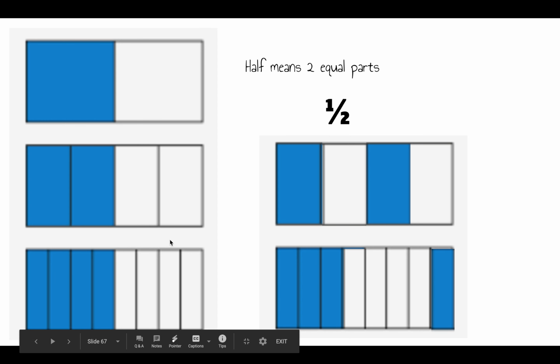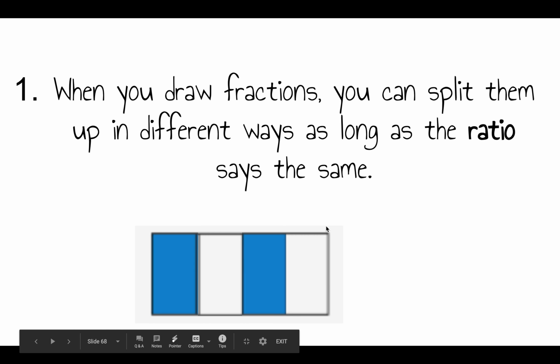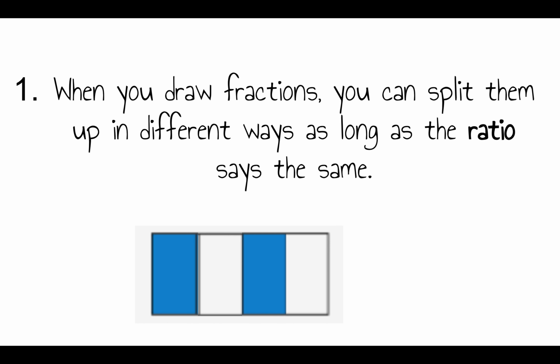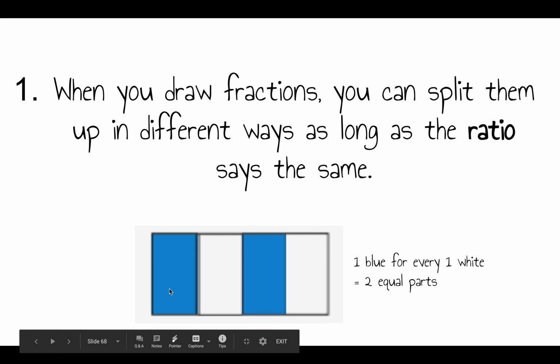So all of these pictures show 1/2. That means when you draw fractions, you can split them up in different ways as long as the ratio stays the same. Ratio means that there's 1 blue piece in this case for every 1 white piece. So there's 2 blue and 2 white. That makes 2 equal parts because half is blue and half is white.